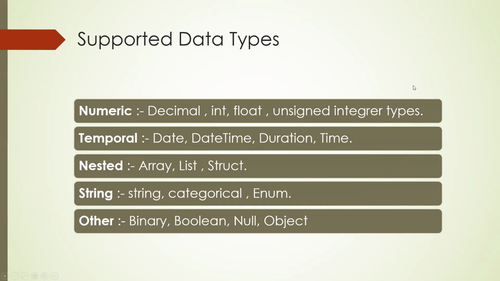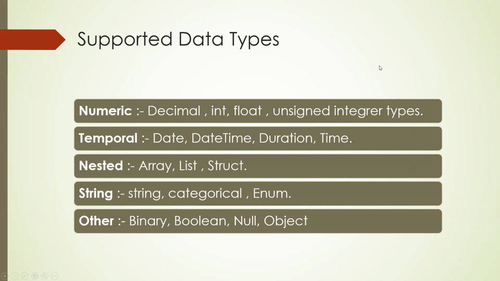Next, what are the data types supported by Polars? Polars supports data which is numerical in nature. When I say numerical, it's decimal, integer, float, and unsigned integer data types. It can also support temporal data types. Temporal here refers to data types in the form of date or time. So it can support types like datetime, duration, time, anything which is time related.